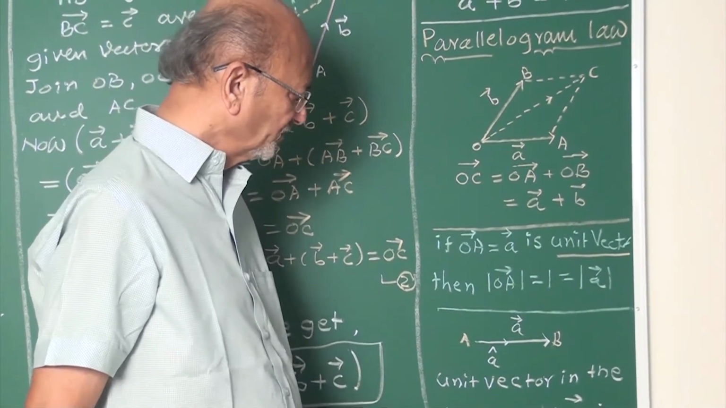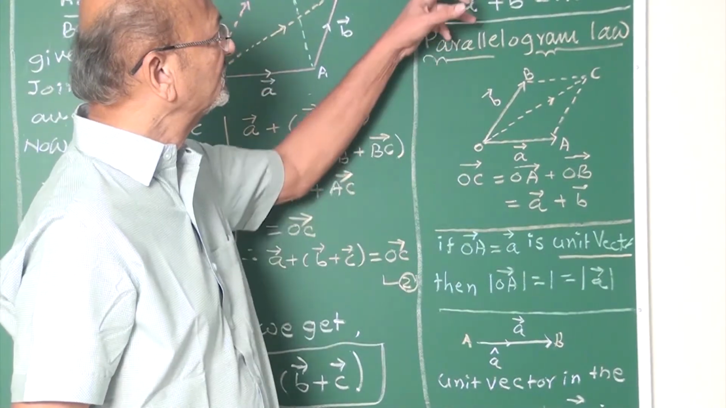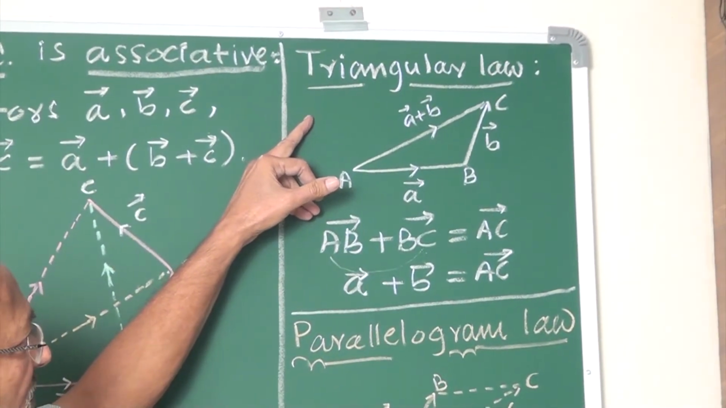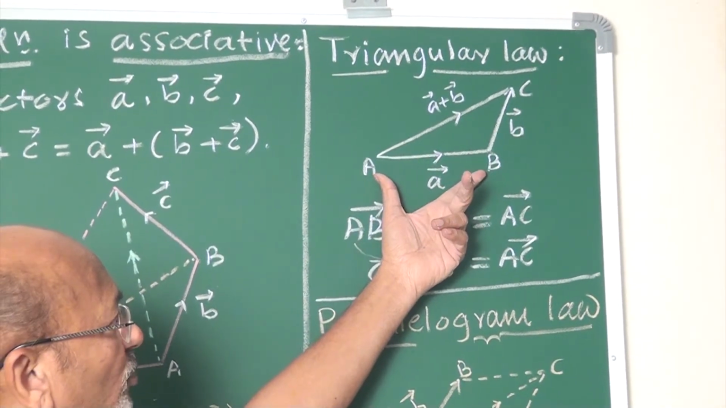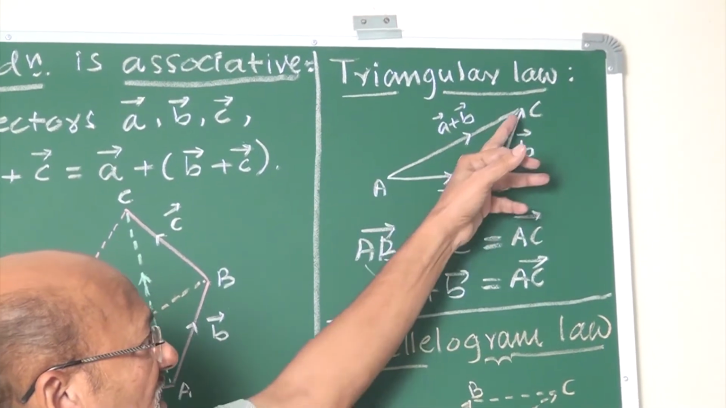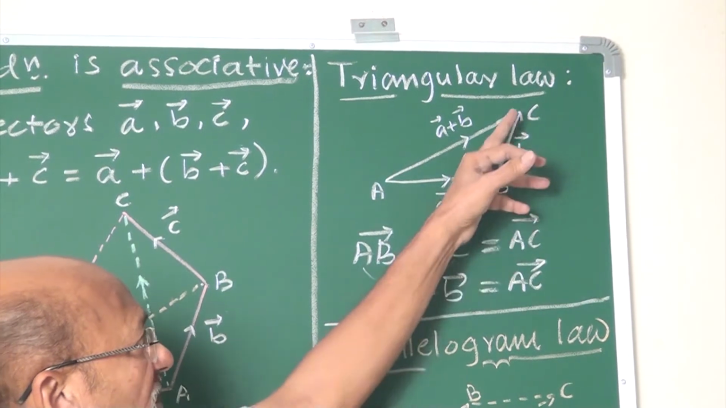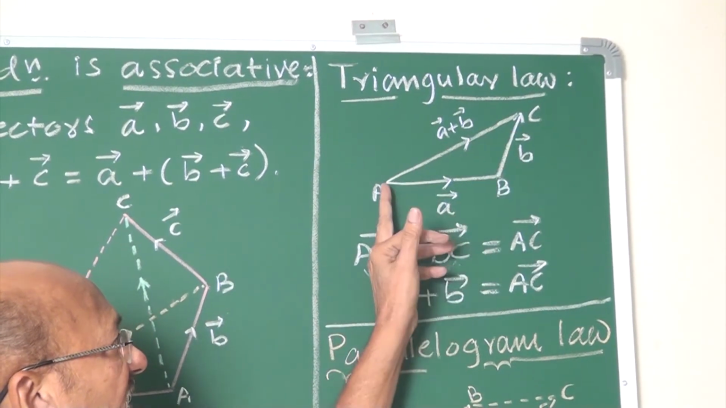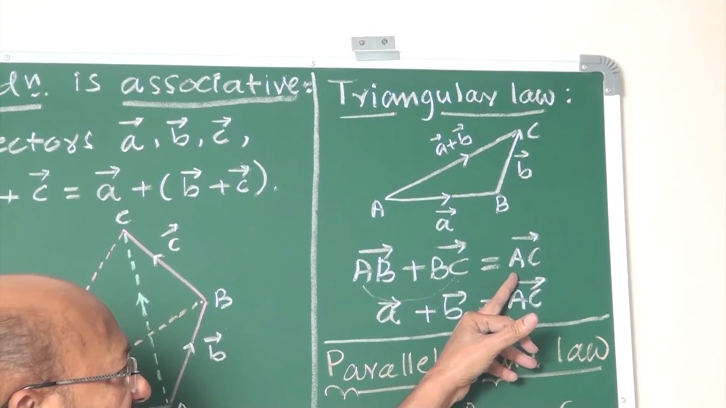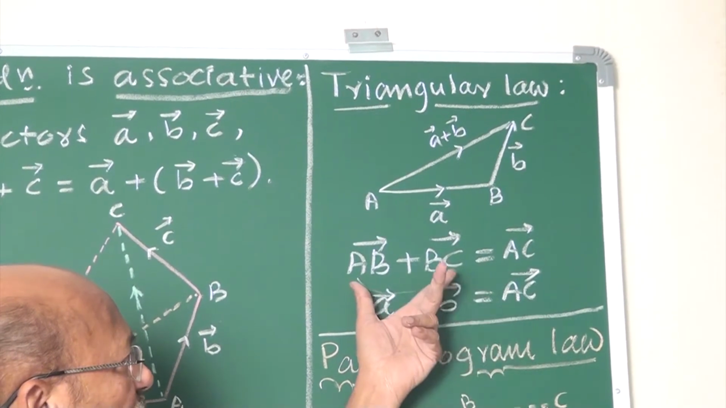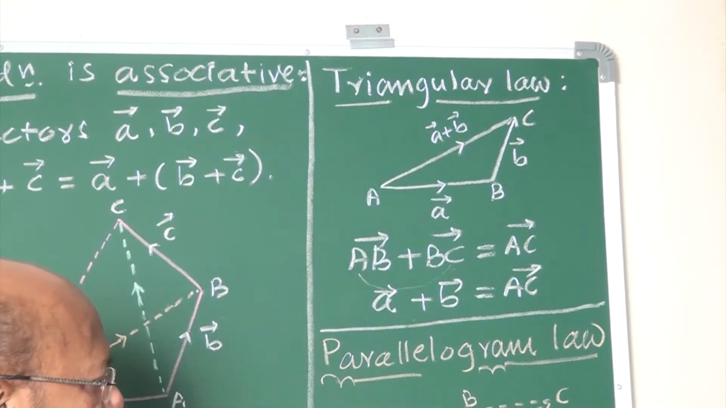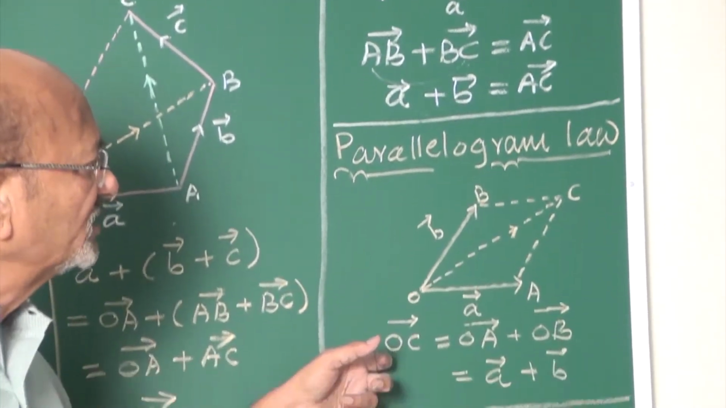Remember, my friends. Now, what is second? Second is the triangular law of addition. What is this? If AB equal to A and BC equal to B are the two given vectors, then the resultant vector of these two, AB plus BC, is AC, direct. Joining this with this, vector AC is the sum of these two vectors, my friends. This is known as the triangular law of addition. This is the parallelogram law of addition.